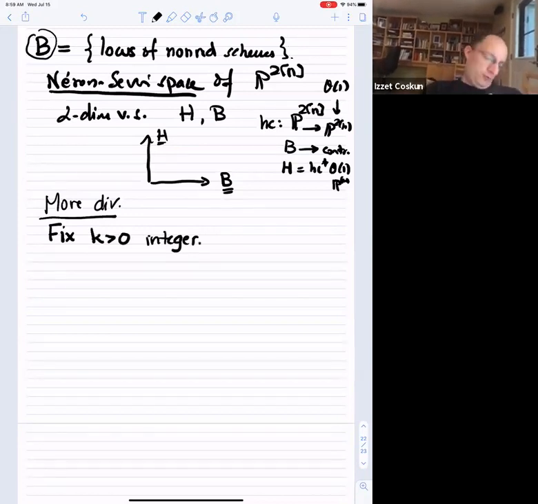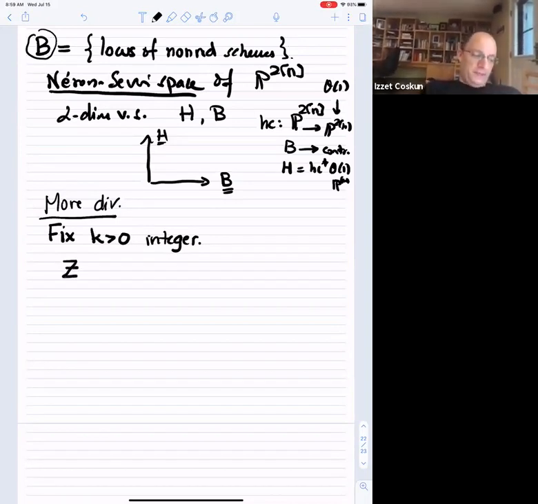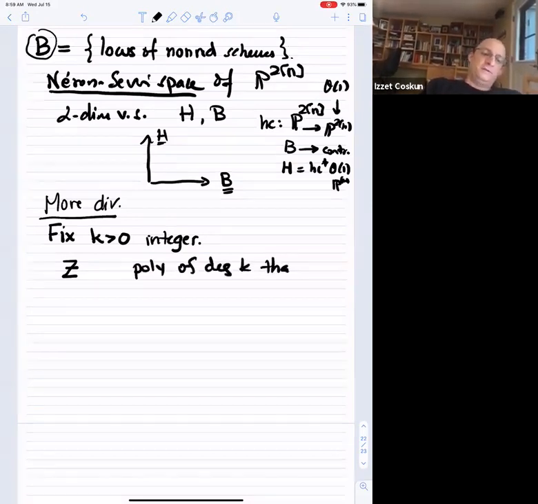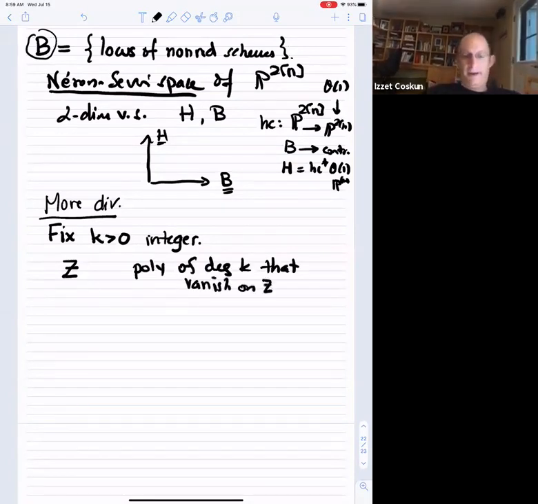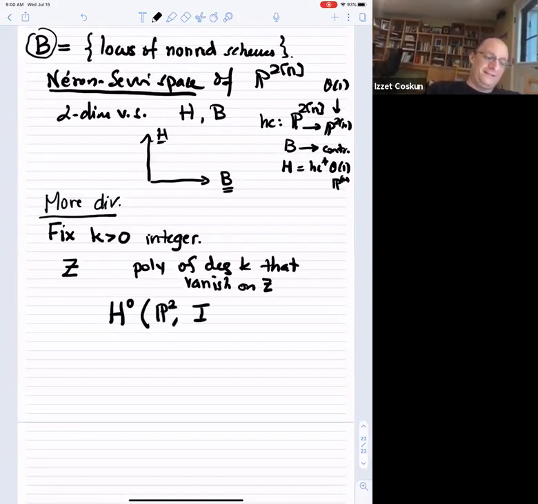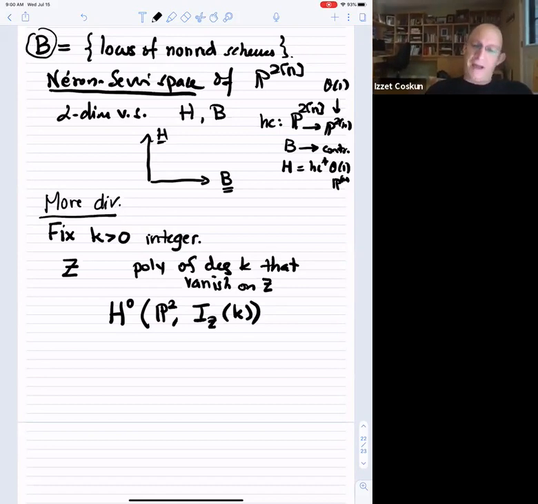And here is what I can do. Given a scheme Z, I can look at polynomials of degree k that vanish on Z. The fancy way, like Hartshorne would tell you to write this, is H^0(P^2, I_Z(k)). But what this means is, of course, the polynomials of degree k that vanish on the scheme Z.